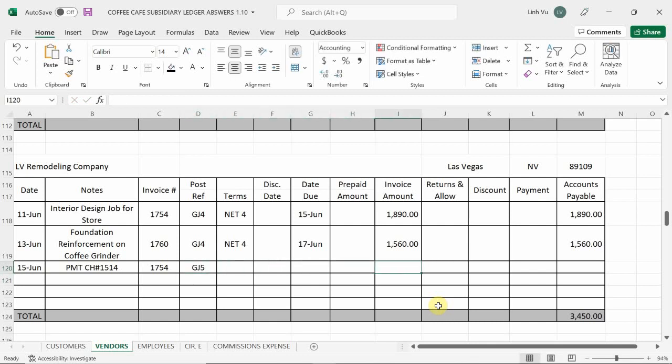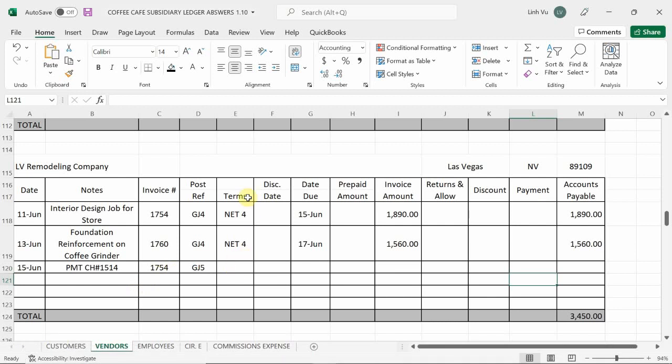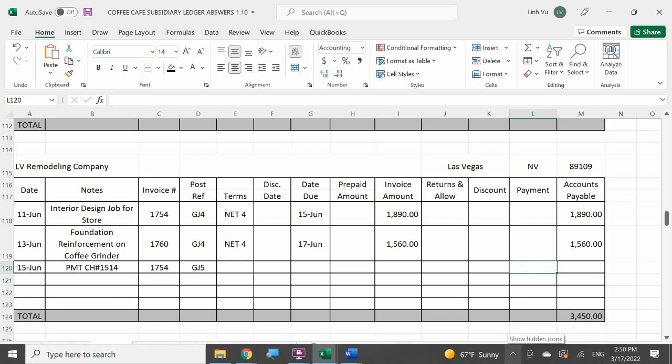And what column am I going to be filling out here? In this case, I don't need to fill out terms because I didn't receive a bill. I paid a bill. So these next 3 columns don't matter. Okay? Did I make a prepayment? Did I increase my invoice? Did I have a returns? Did I get a discount or did I pay? We just paid.